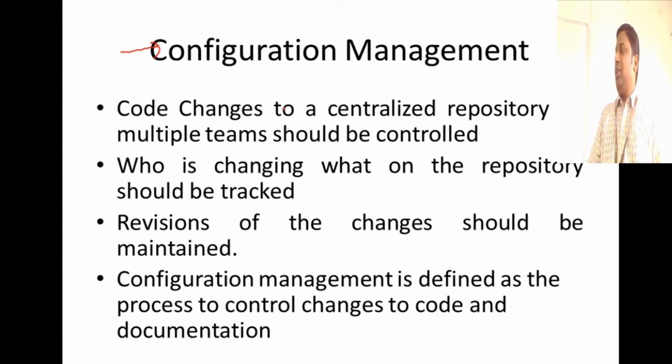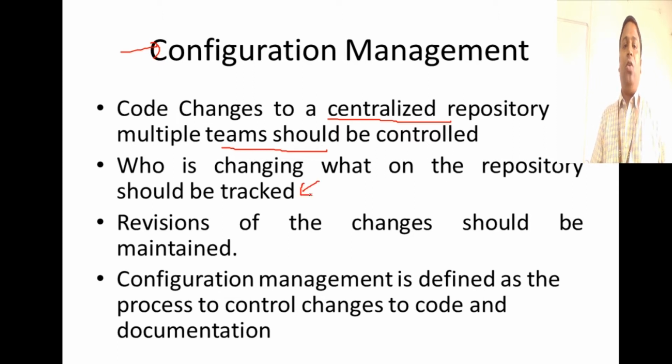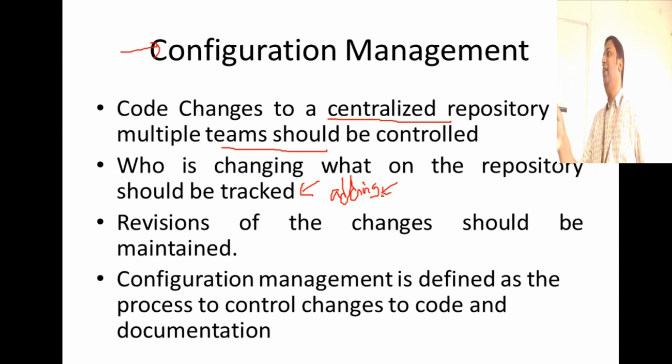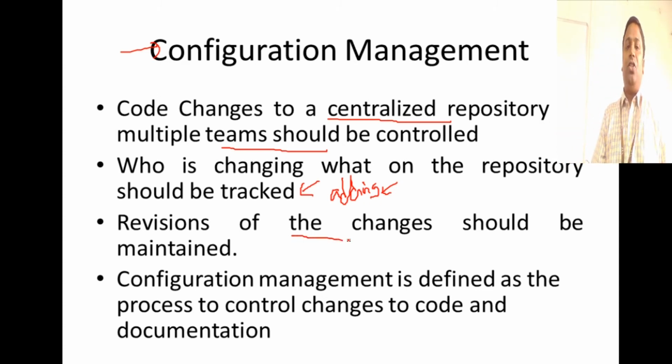What this process says is that code changes to a centralized repository by multiple teams should be controlled. It's not that everybody goes and changes everything there. We should know who is changing what, who is writing what to the code. That should be tracked, so this is very important. Who is changing what, or who is adding? Sometimes I can add new classes. Who is that person, what time he has added it and what he has added, that should be tracked. And revisions of the changes should be maintained.